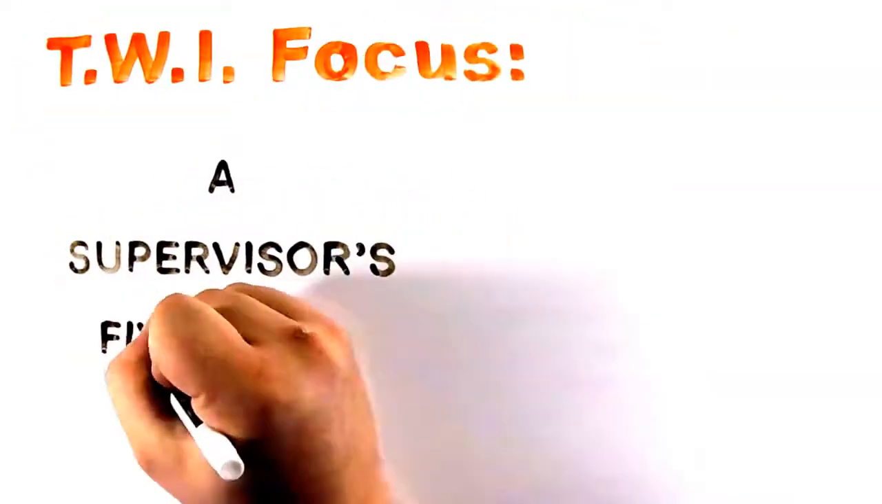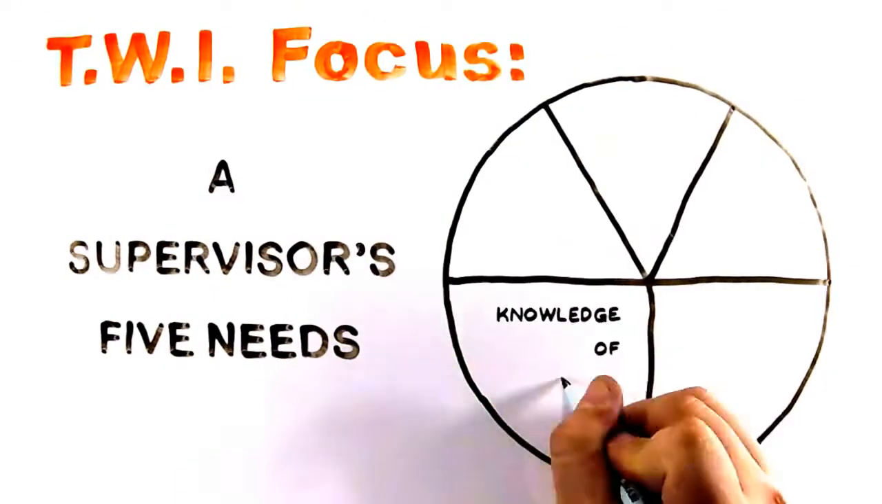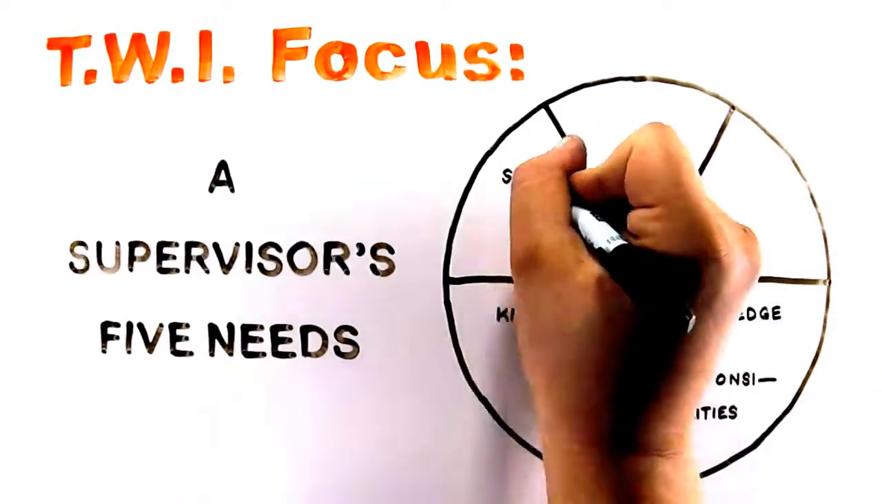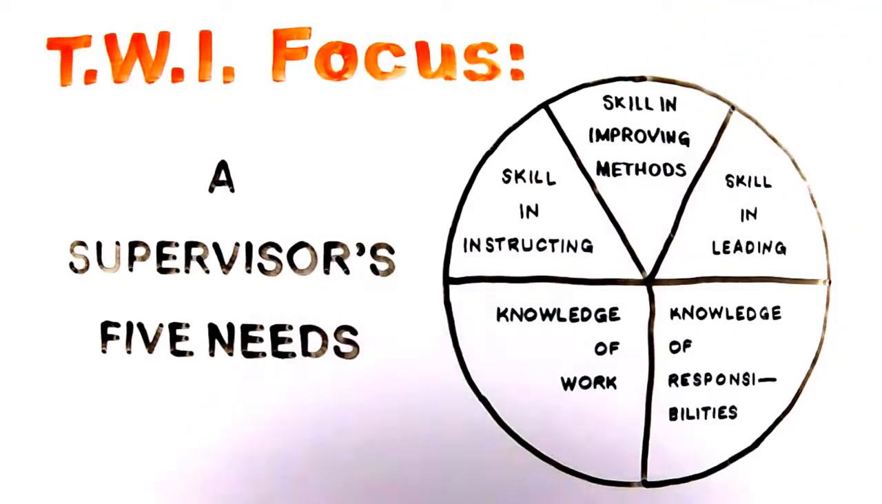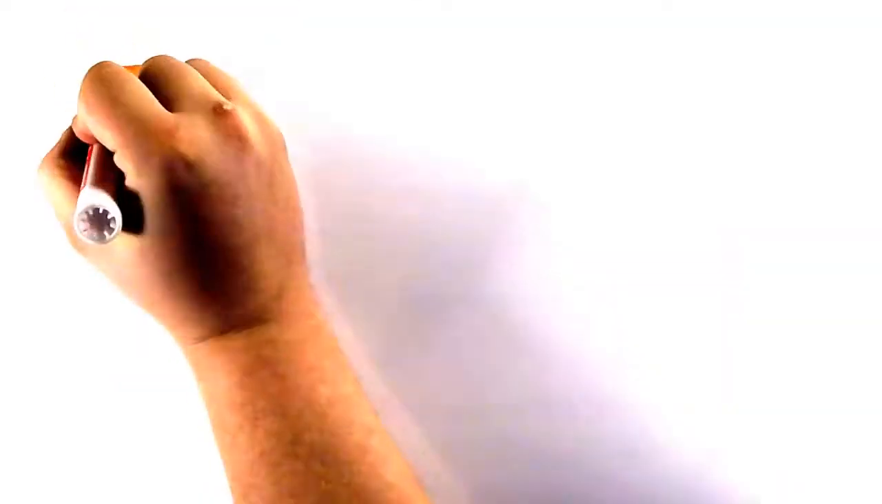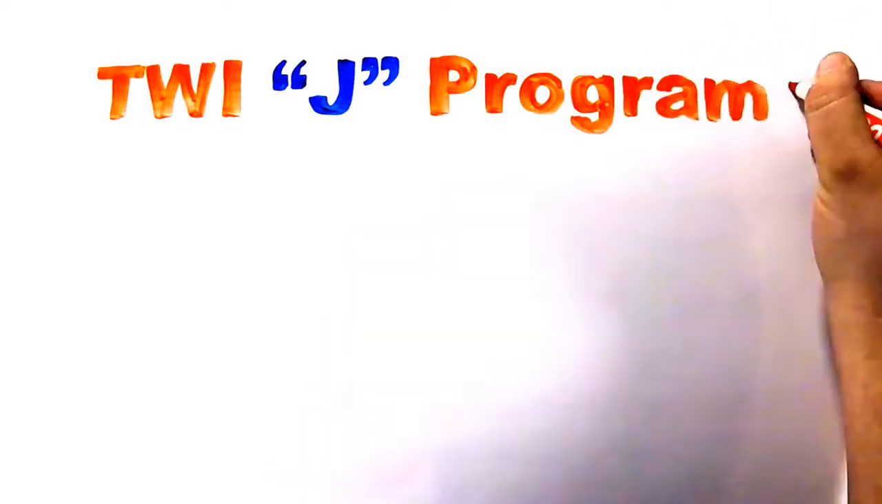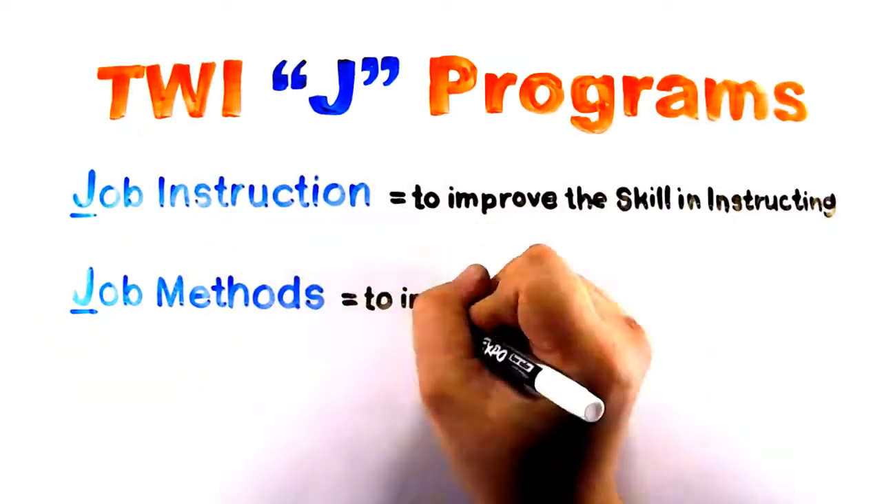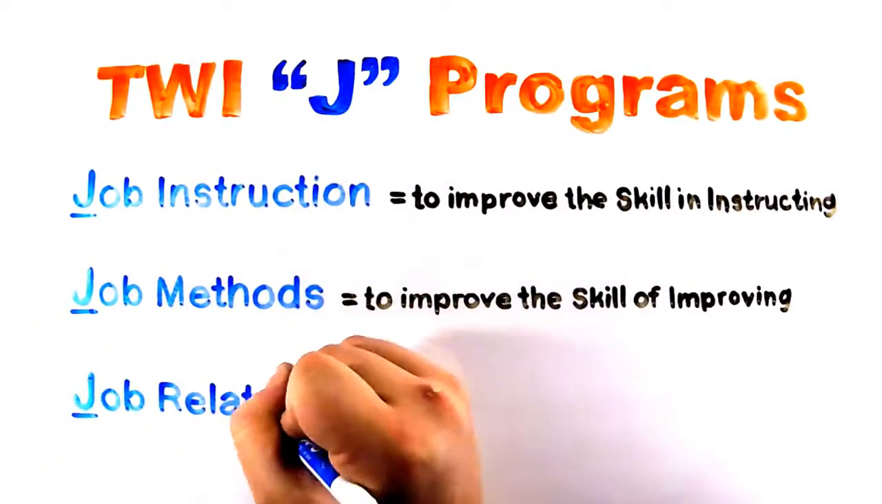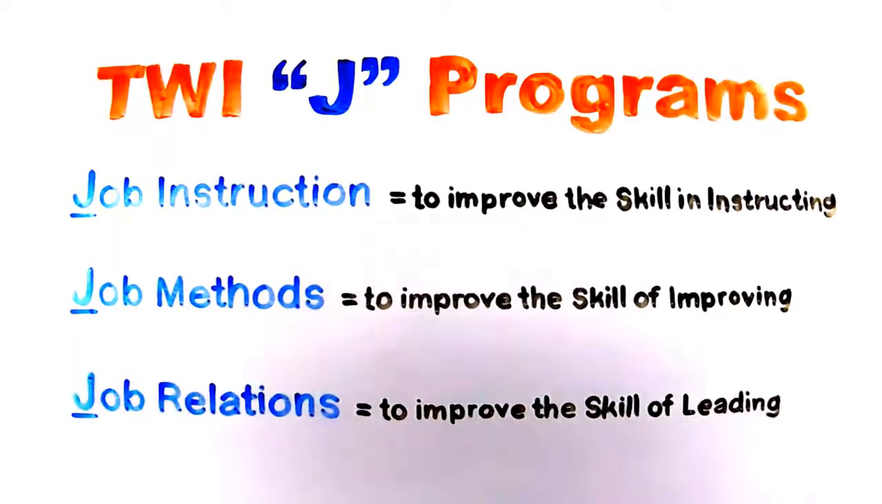TWI focused on the five needs of a supervisor: knowledge of work, knowledge of responsibilities, skill in instructing, skill in improving methods, and skill in leading. The TWI service rolled out a series of programs most commonly referred to as the J programs based on Charles R. Allen's work. Job Instruction, to improve the skill of instructing; Job Methods, to improve the skill of improving; and Job Relations, to improve the skill of leading.